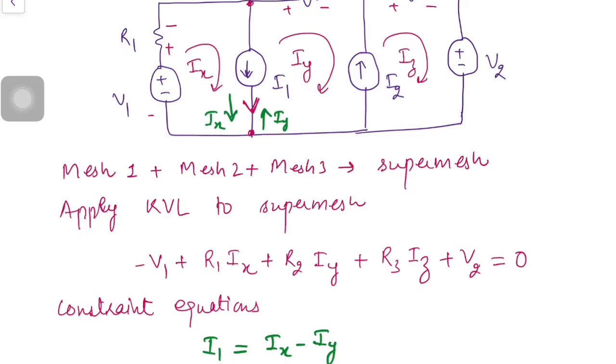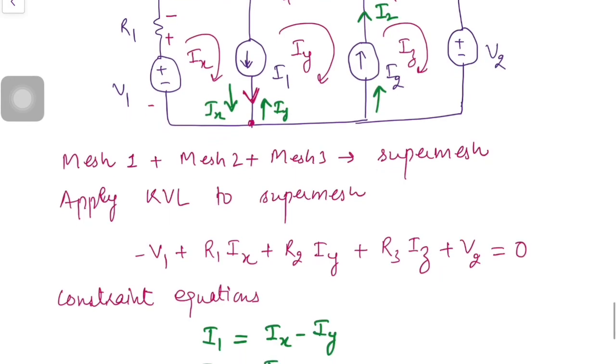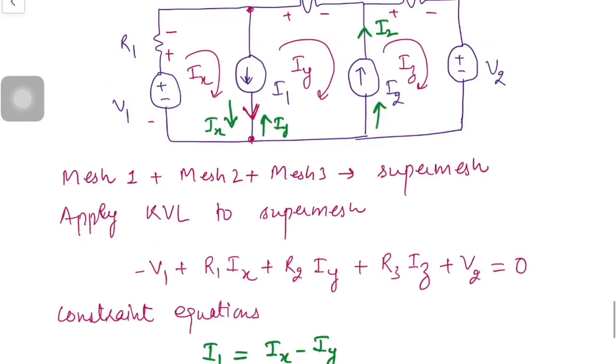And the second constraint equation is from this branch, where the resultant current is in upward direction, equal to I2. So the mesh current which is in upward direction is Iz, and Iy is in downward direction. So the next constraint equation is I2 is equal to Iz minus Iy. Now we have these three equations available with us. For three unknowns, we can solve them all together and we can analyze circuits even if we are having a current source present between any two branches by applying KVL.